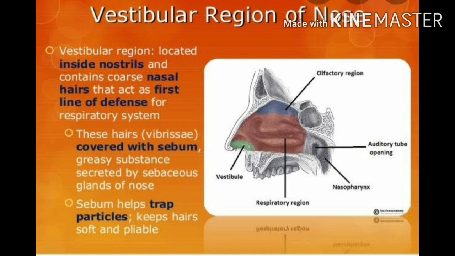The vestibular region of the nose has small nasal hairs which help as the first line of defense of the respiratory system, because when any type of microbes, small viruses or bacteria try to enter our nasal cavity, these small hairs trap these microbes in this part of the vestibular region. Sebaceous glands are also present here, which produce sebum. The sebum covers the hairs and helps to trap particles such as dust or microbes.